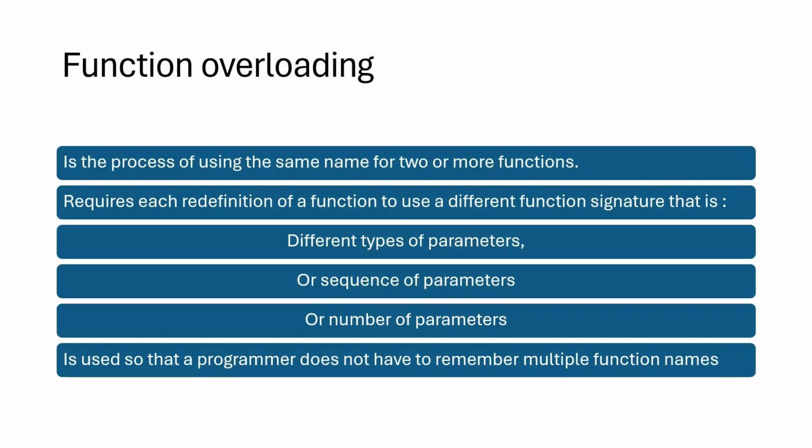Integer, float, double, everything can be used, or a sequence of parameters. It should not only be in one order. Any sequence of parameters can be used, or any number of parameters can be used. It is used so that the programmer does not have to remember multiple function names. It is important to remember everything.